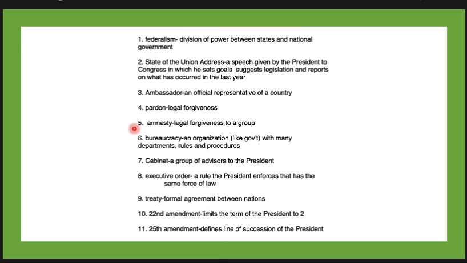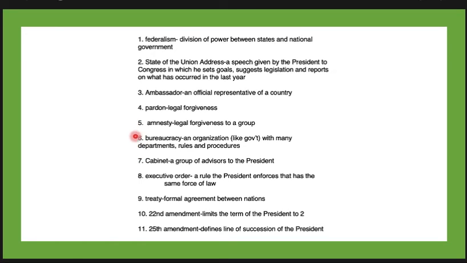Amnesty is the same thing as a pardon, only it's for an entire group of people. So an example of this would be like if a whole group of people came over from a foreign country illegally and were living in the United States illegally, the president can say, yes, you are living here illegally, but I forgive you. You can stay. You're given legal forgiveness. That's called amnesty. So it's just for a group. But a pardon for a group is amnesty.